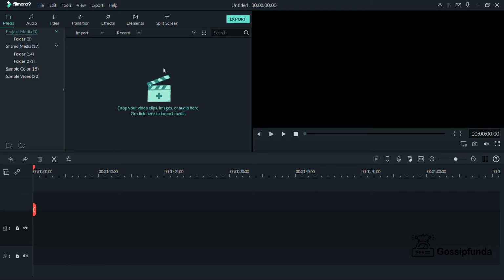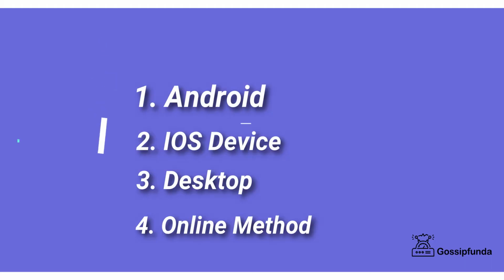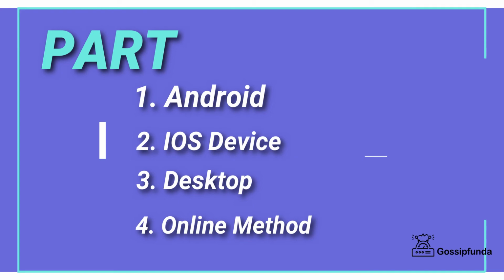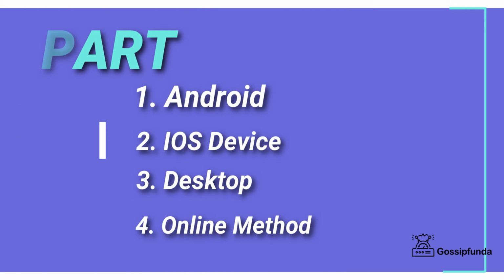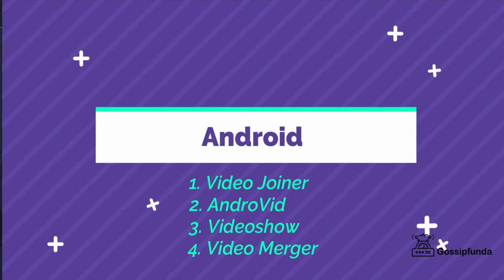Now today we'll look at how to combine two videos, how to combine two clips and make a single video. Our video is in four parts. In the first part, we learn how to combine videos in Android, second in iOS, third using video editing software on a PC, and fourth is the online method. So first in our list is Android, video combine apps for Android.